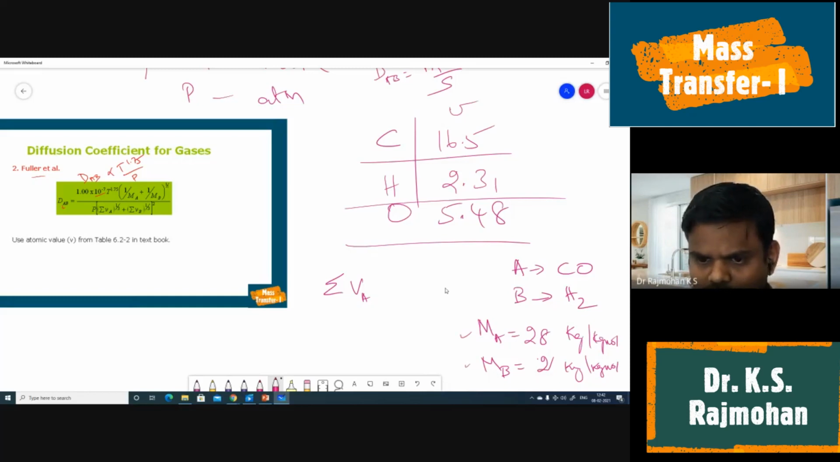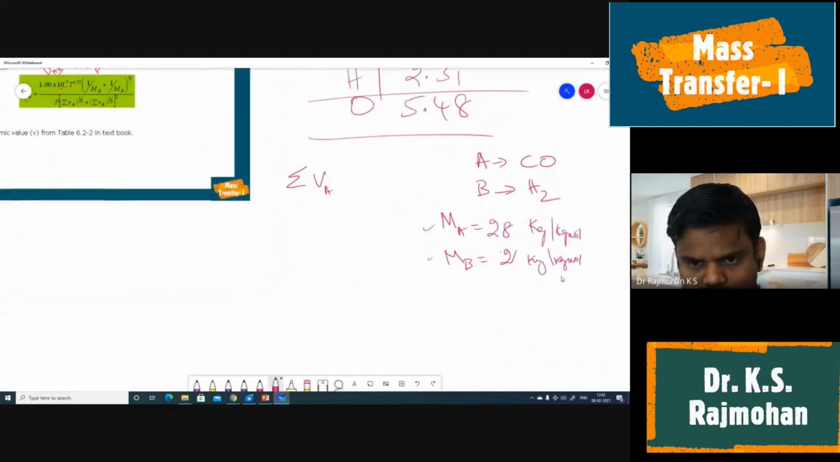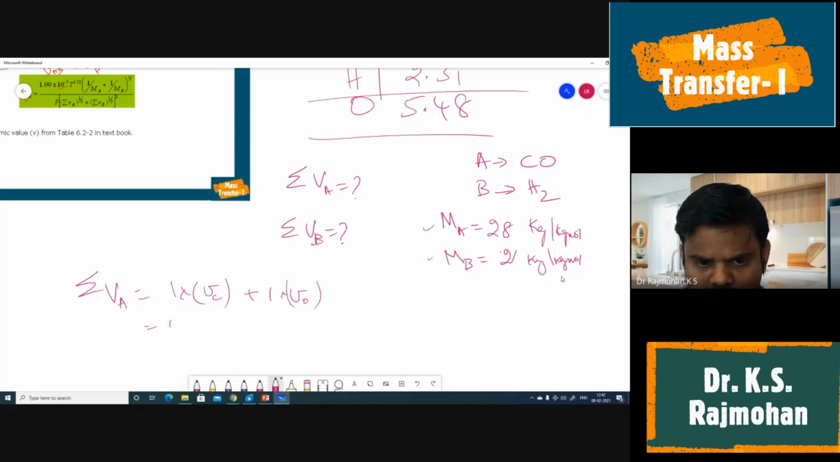We know this is carbon monoxide. So how to get summation of VA? It is the number of atoms multiplied by its V values, right? How many? One carbon, one oxygen. So 1 into 16.5 plus 1 into 5.48 gives you the summation of VA values. Summation of VA is equal to 1 into volume of carbon plus 1 into volume of oxygen.